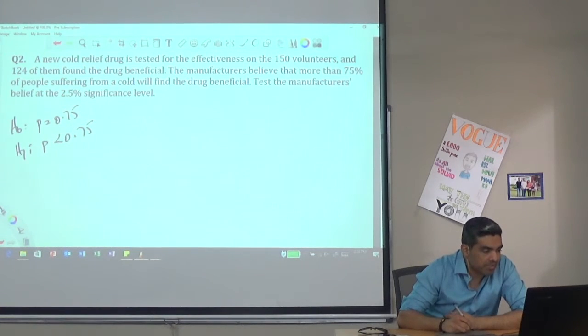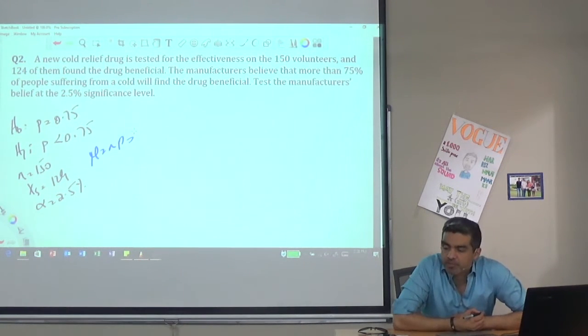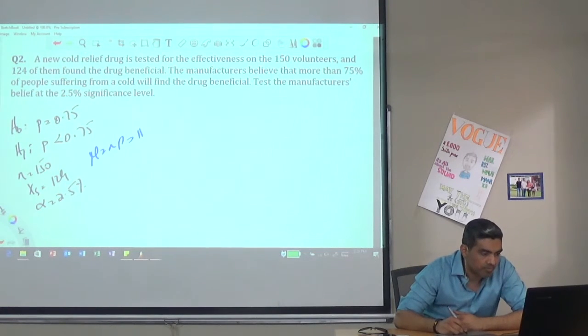For that you took a sample size of 150. Your X statistic is 124 and the significance level is 2.5%. We're going to use a normal approximation because the number of trials is very high. After the normal approximation, the mean value is going to be 150 times 0.75, which is 112.5. And can you get the variance as well? 28.12.